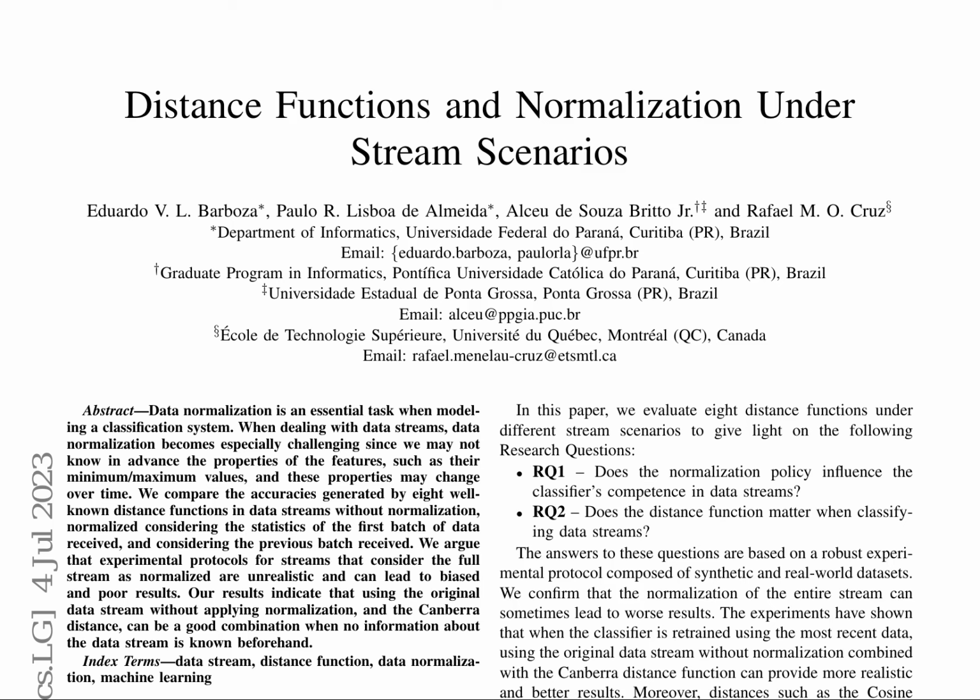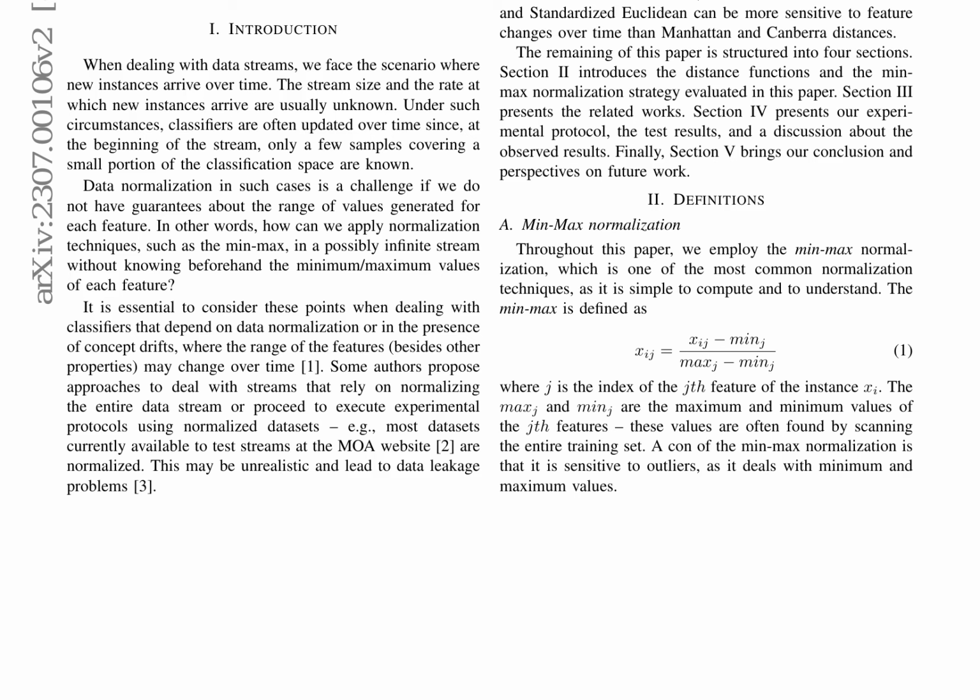They evaluate 8 well-known distance functions: Euclidean, Manhattan, Chebyshev, Minkowski, cosine, Mahalanobis, standardized Euclidean, and Canberra under different stream scenarios. Their findings indicate that utilizing the original data stream without normalization, combined with the Canberra distance function, can provide more realistic and better results. Moreover, distances such as cosine and standardized Euclidean are found to be more sensitive to feature changes over time compared to Manhattan and Canberra distances.